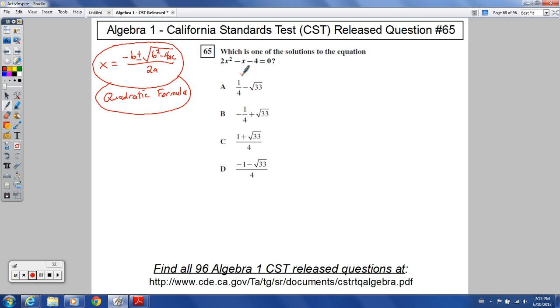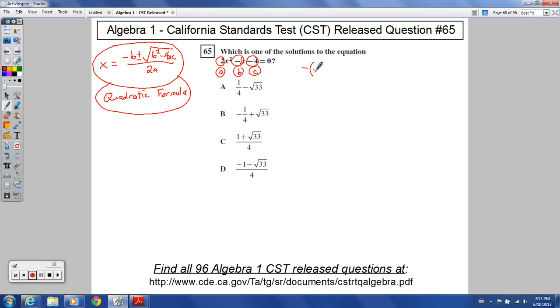Okay, so what are your A, B, and C values? Your A value right here is 2. This is a negative 1 right here. That's your B value. B is negative 1, and your C value is negative 4. So plug those numbers into the quadratic formula, and you will get your answer.